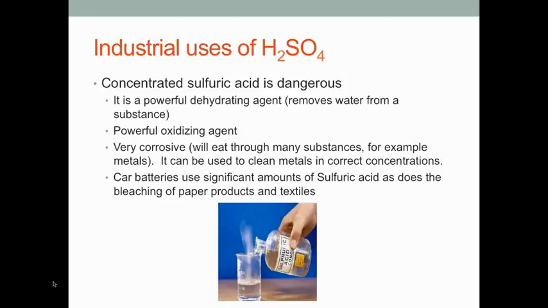The industrial uses of sulfuric acid include its use as a powerful dehydrating agent, removing water from a substance, and a powerful oxidizer. It's very corrosive. It can be used to clean metals in the correct concentrations. And it's used in car batteries and also in the bleaching of paper products and textiles. The car battery plant in Taldy, Corrigan uses large amounts of sulfuric acid.